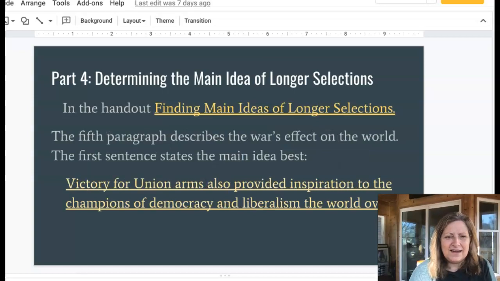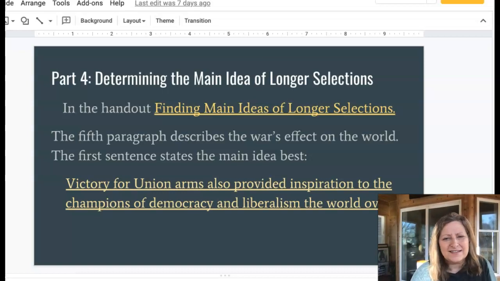Next, the fifth paragraph describes the war's effect on the world. The first sentence states the main idea the best. Victory for Union arms also provided inspiration to the champions of democracy and liberalism the world over.